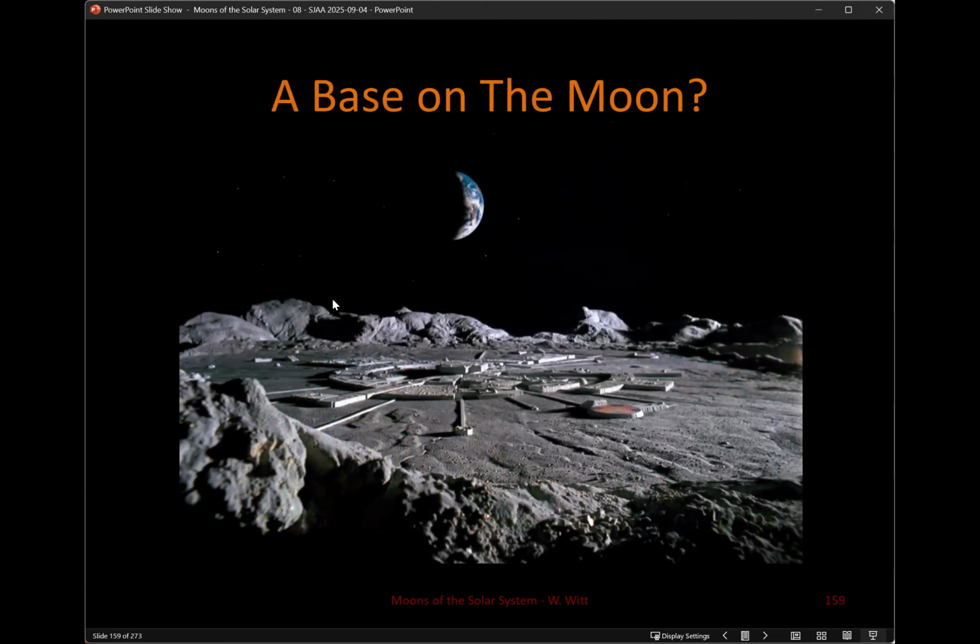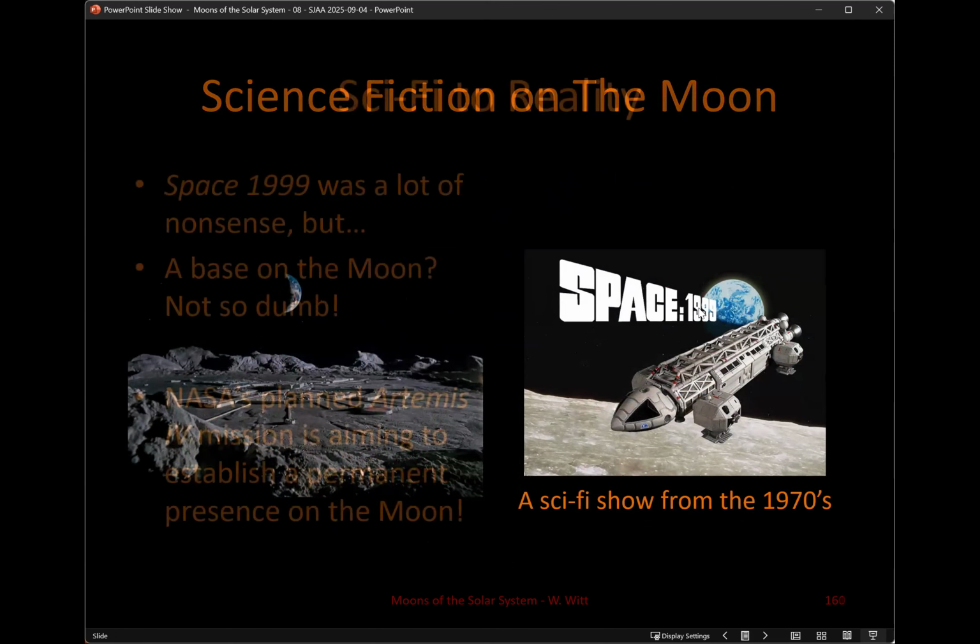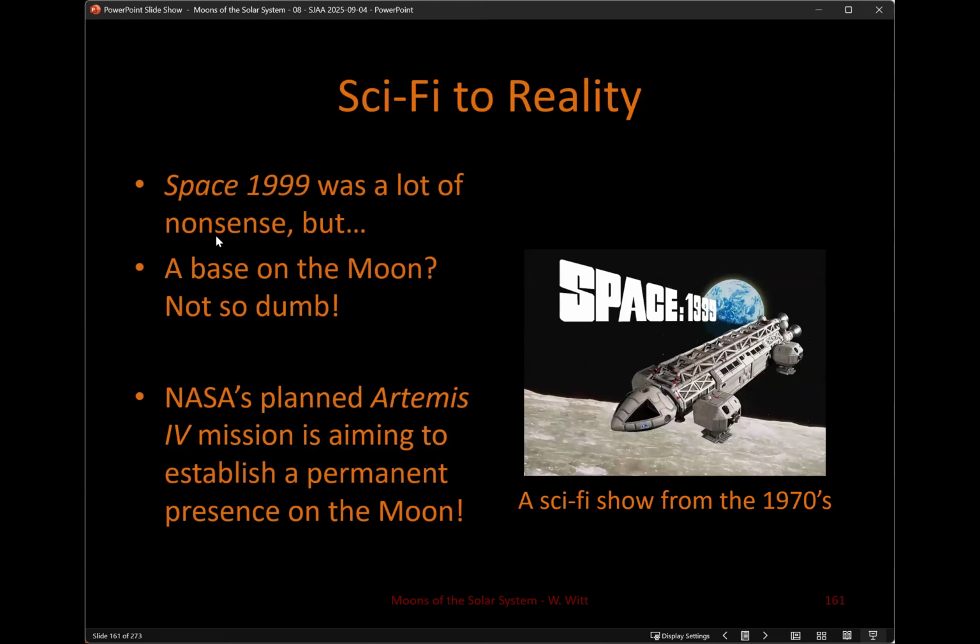I don't know if this looks like anything to anybody. This is from a science fiction show in the 70s, gosh, a long time ago, right? It was called Space 1999, when 1999 was still far in the future. And the premise of the show was that there's a base on the moon, which is not so dumb of an idea. But a lot of other stuff around this show was complete nonsense, right? But this base idea, actually pretty good. And it turns out that NASA is planning a base on the moon with the Artemis 4 mission.